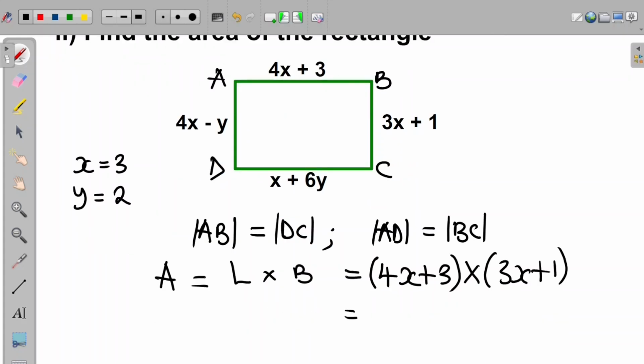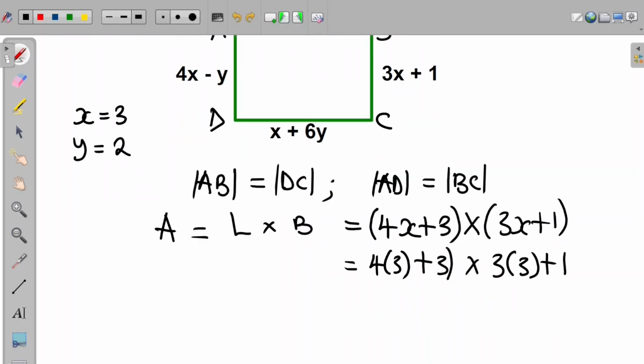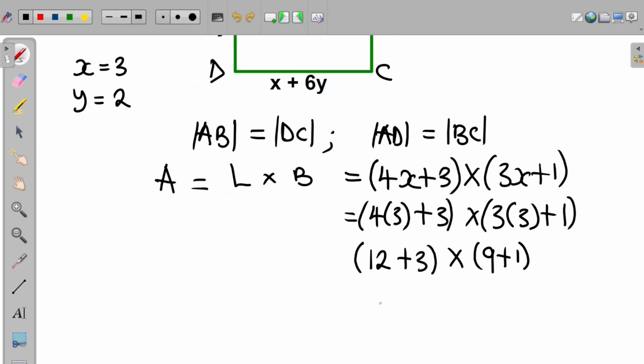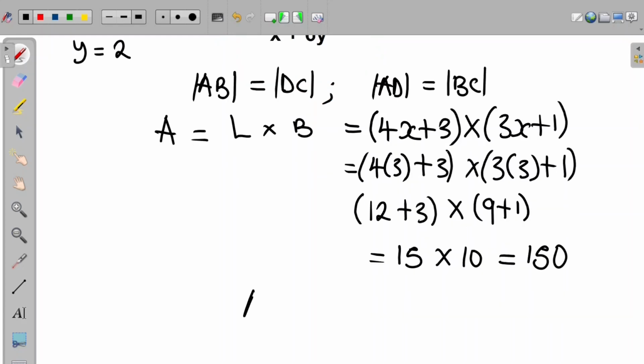So we have that the value of x is equal to 3. So this becomes 4 multiplied by 3 plus 3, times 3 multiplied by 3 plus 1, with each enclosed in a bracket. So 4 times 3 is 12, plus 3, multiplied by 3 times 3 is 9, plus 1. 12 plus 3 is equal to 15, multiplied by 9 plus 1, which is equal to 10. Thus, 15 times 10 is equal to 150. So therefore, the area A is equal to 150 cm squared.